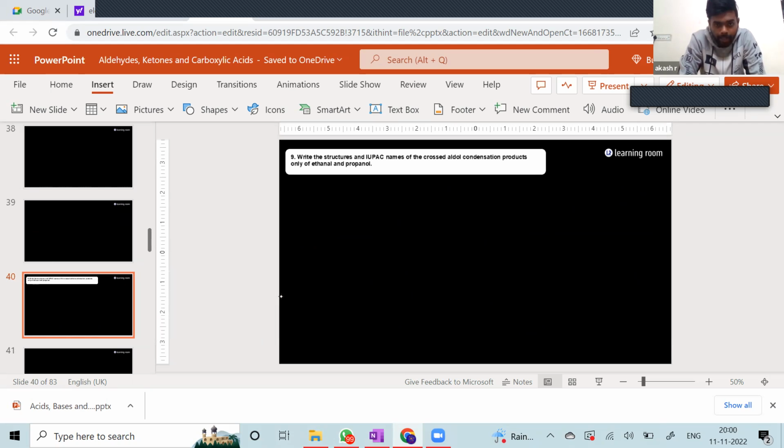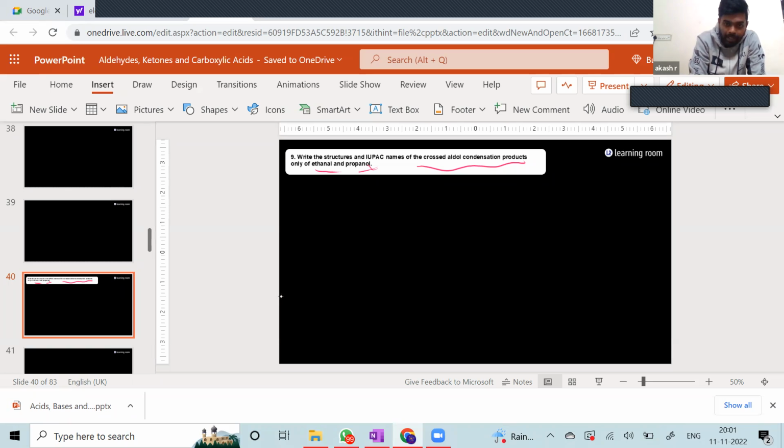Write the structure and IUPAC names of the crossed aldol condensation products of ethanal and propanal. Now I don't know whether you know the shortcut, right? I'll give you the shortcut. So how can you easily get the product for an aldol condensation? You know the mechanism of this, I hope. Even if you don't know the mechanism, we'll be able to get the products.